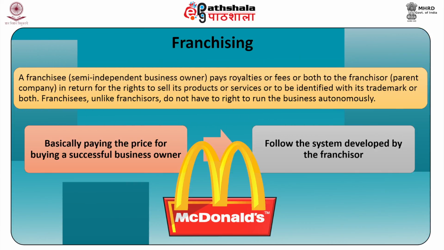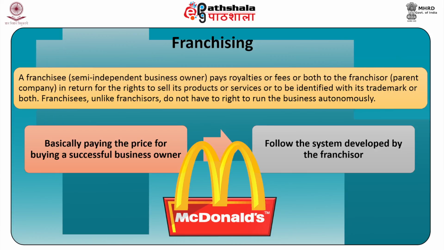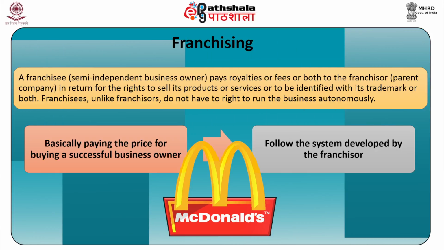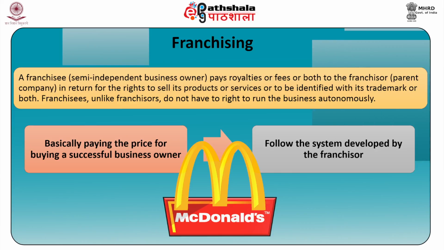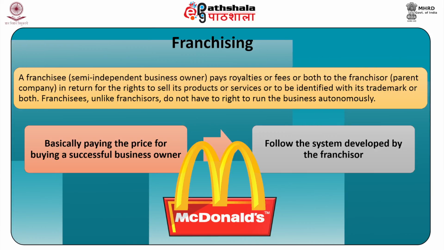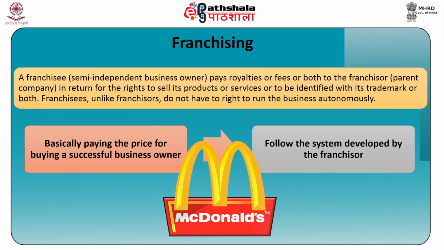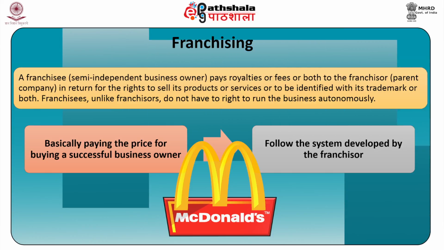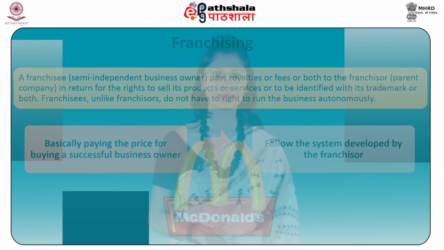Franchisees, unlike the franchisors, do not have the right to run the business autonomously. Although they might have their own business, its operation is highly controlled by the franchisor. They have to follow the system developed by the franchisor. While an auto dealership is a classic product franchise, McDonald's is an example of the classic business format franchise.